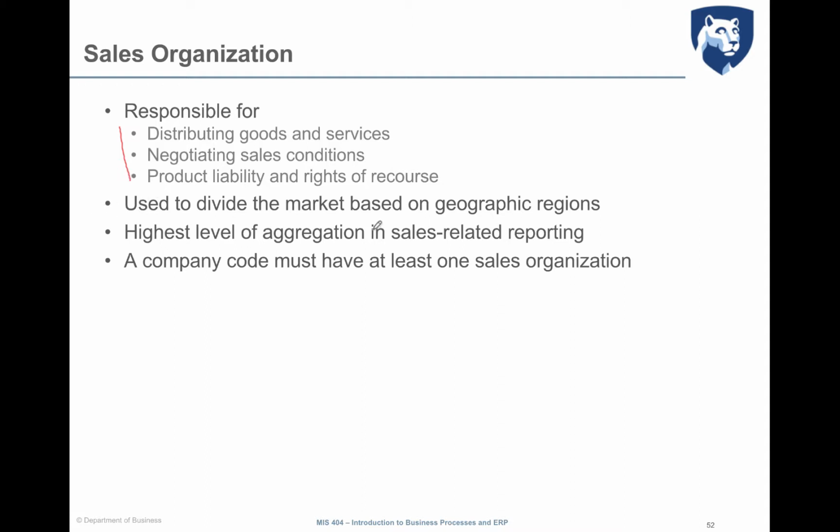As said, it can be organized according to market, geography, or geographical location, and the sales organization is the highest level of aggregation in sales-related reporting. Each company code must have at least one sales organization, because otherwise we don't have a reference point when the fulfillment process is executed.